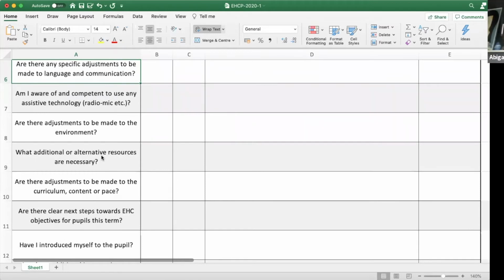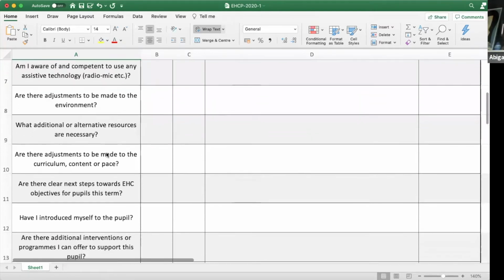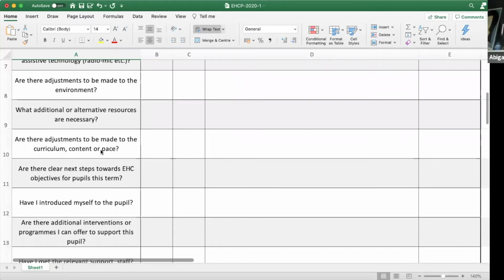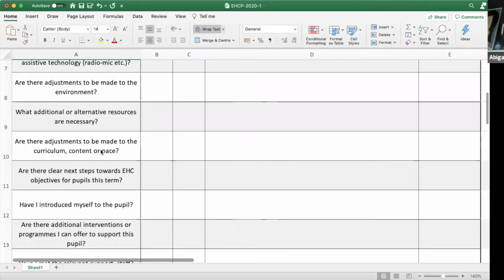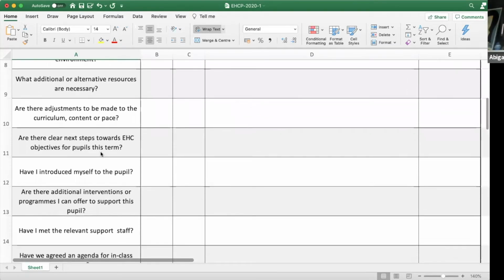And think about those four categories. Oh yes, of course, human resources. Is there a TA involved or someone supporting them? Are there adjustments to be made to the actual curriculum content or the pace at which that child's going to work through that content? Are there clear next steps towards any EHC objectives for this term?